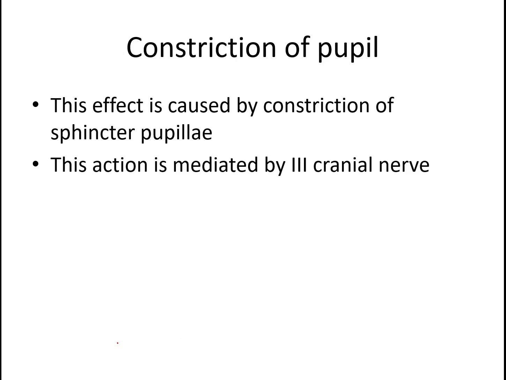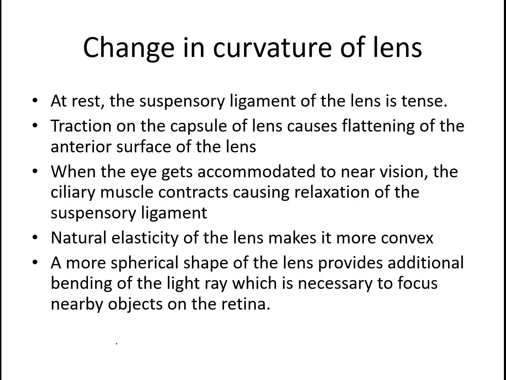Another change we see is constriction of the pupil. This is because pupil constriction is dependent upon the sphincter pupillae muscle. Again, we all know the third cranial nerve, the oculomotor nerve, supplies the sphincter pupillae. That is why this also contracts. Clear? So the convergence of the eyeball and constriction of the pupil both happen because of the stimulation of the third cranial nerve. The third change is a change in the curvature of the lens, nothing but an increase in the anterior curvature of the lens.